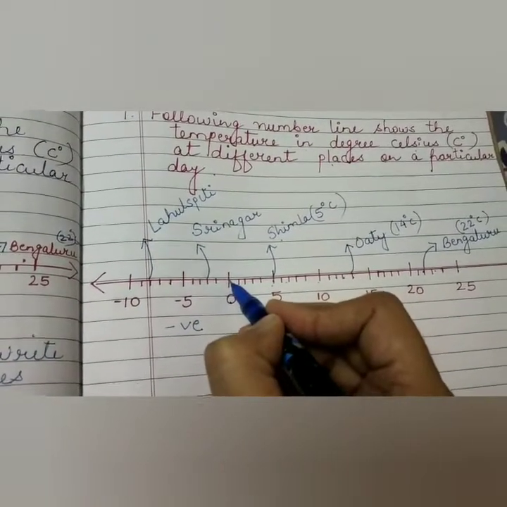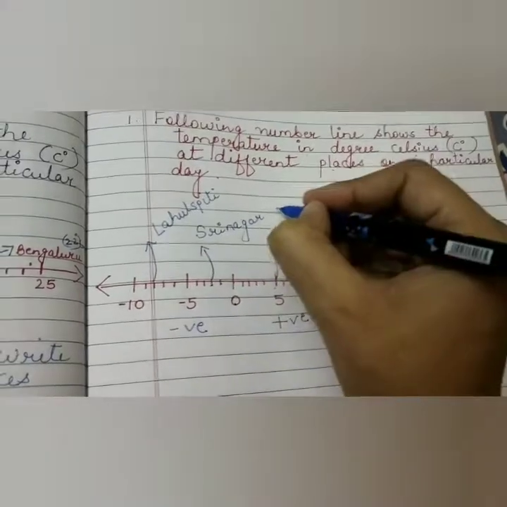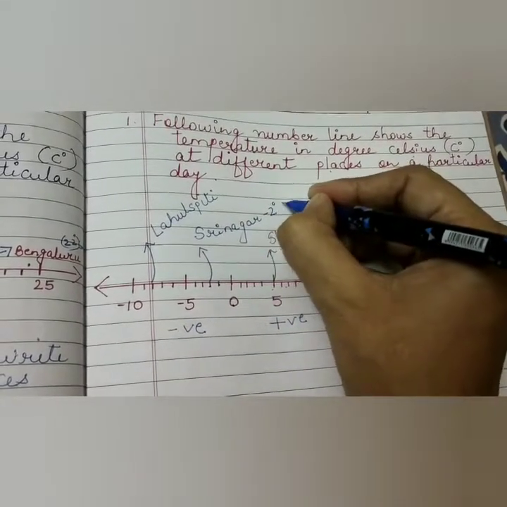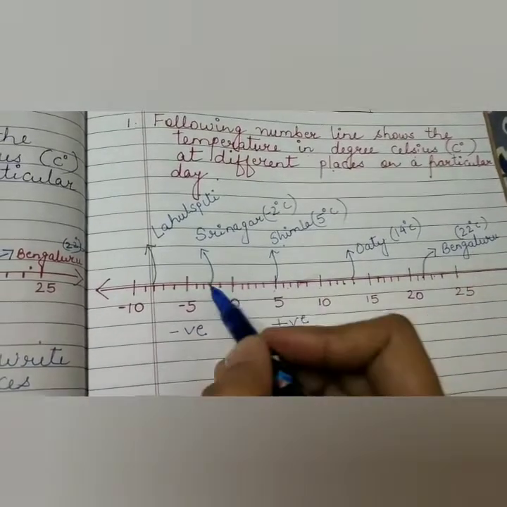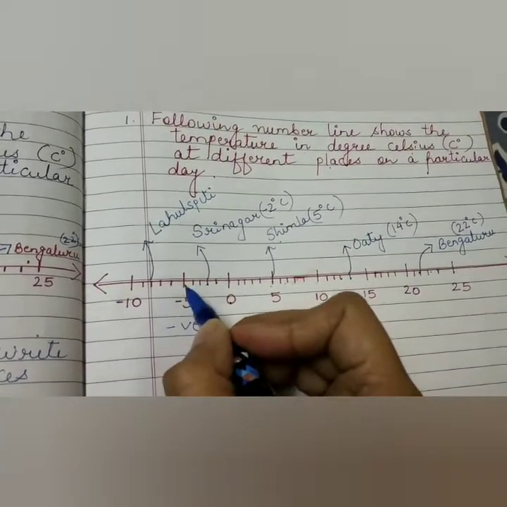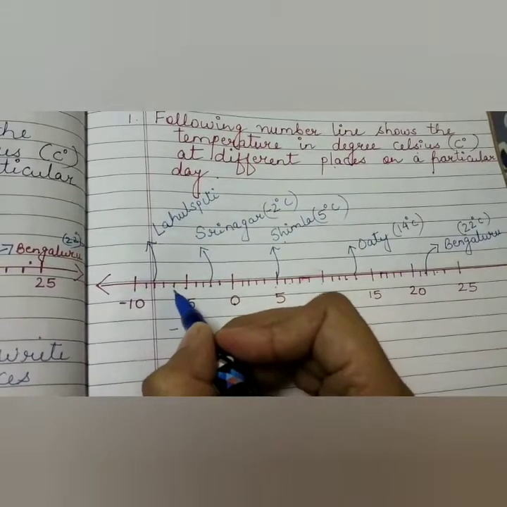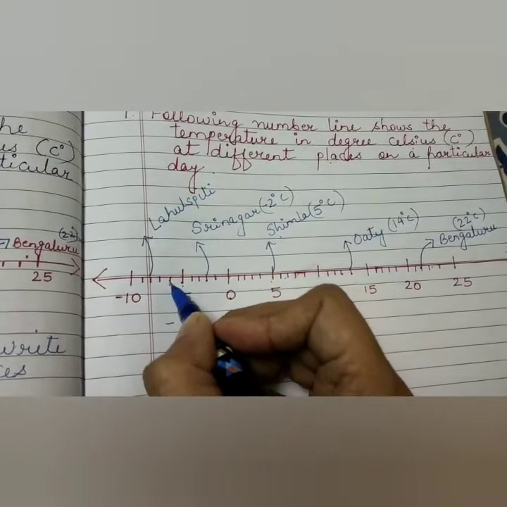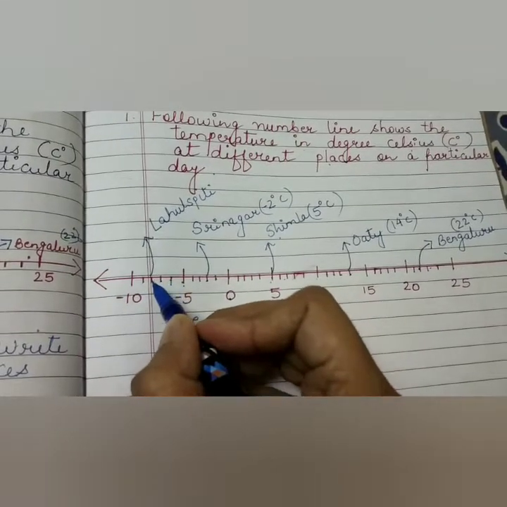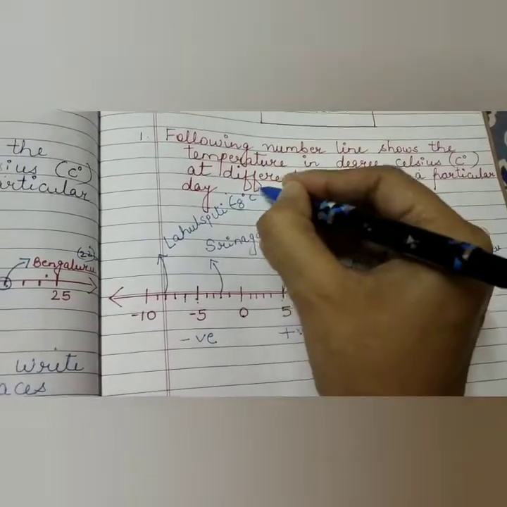Now this is 0, this will be -1, this will be -2. So the temperature of Srinagar will be what? -2 degrees Celsius. Now this one. This is -3, -4, this is -5, this is -6, -7, -8. So this is -8 degrees Celsius.